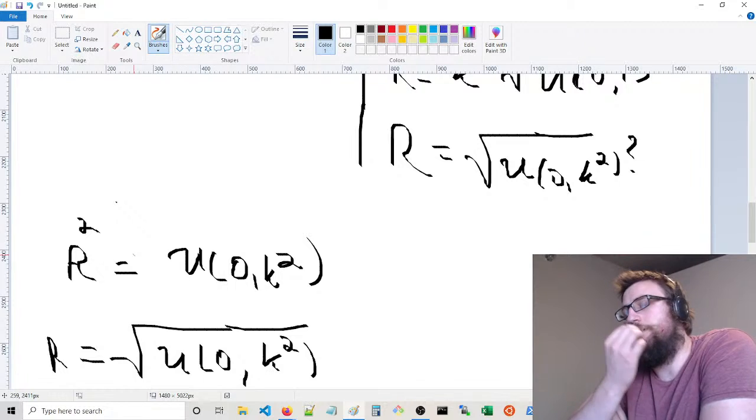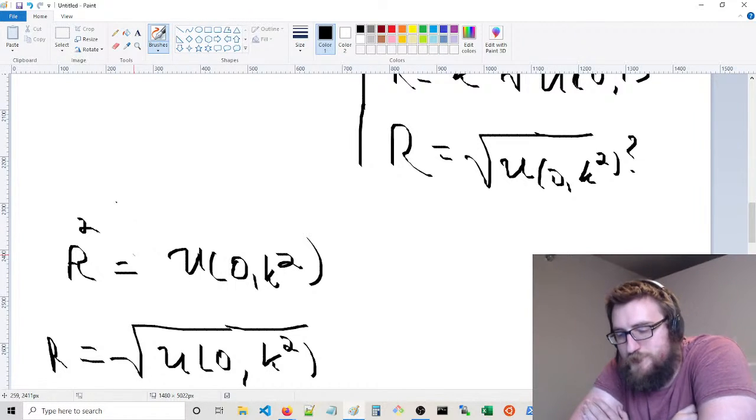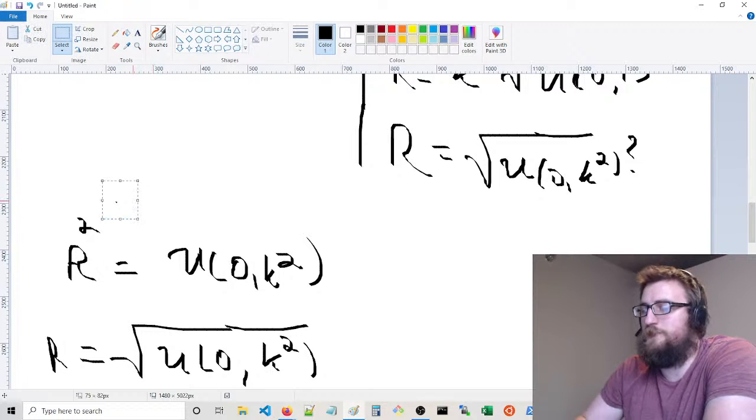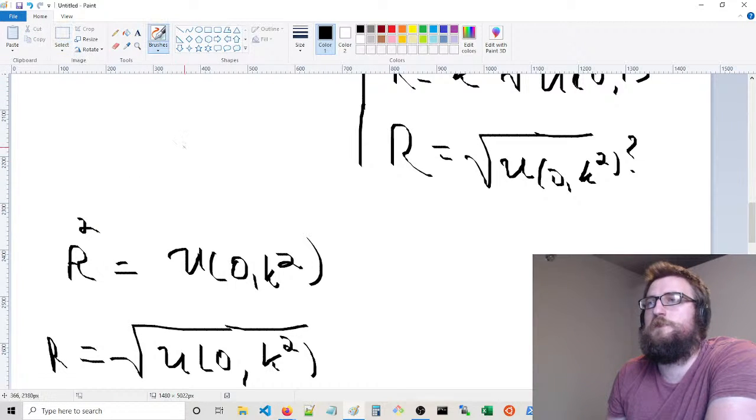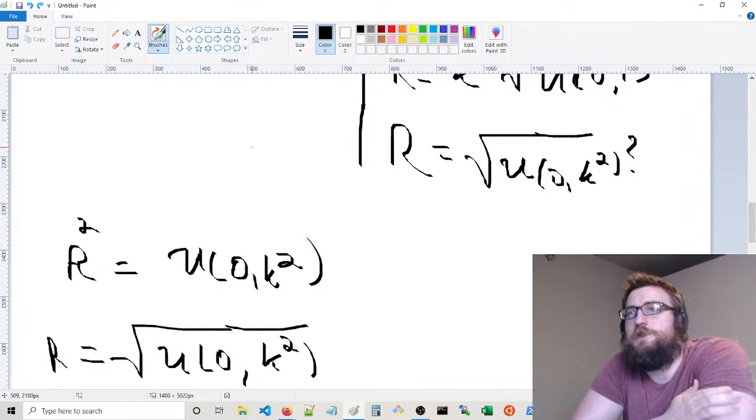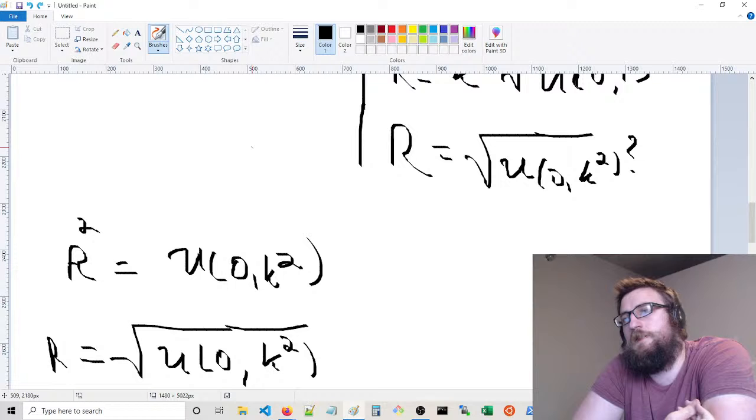And the reason that's r squared and not r is because the area increases. The number of points that could have that particular r value is proportional to r squared, rather than r. So the selection of those points is uniformly distributed as well in that way. Huh.